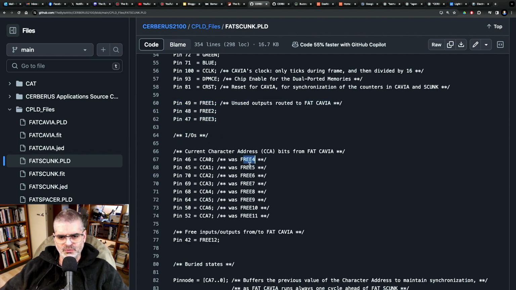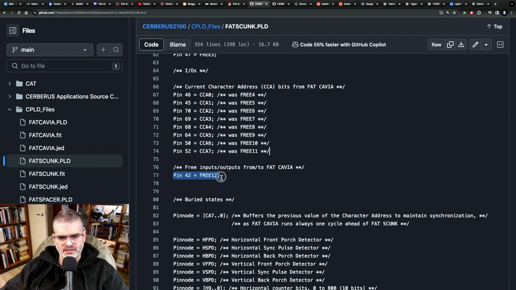The free signals were IOs. You could use them either as inputs to Skunk or outputs going to Kavia, but now I'm already using them as inputs. These are the Kavia character address 0, Kavia character address 1. In other words, it's the character code, which also forms part of the address for the character memory. That's why I'm calling them Kavia character address. But these are just the eight bits of the character code, which Skunk needs to know in order to determine which color it should give to active pixels of a certain character's bitmap. Another pin that's still free.